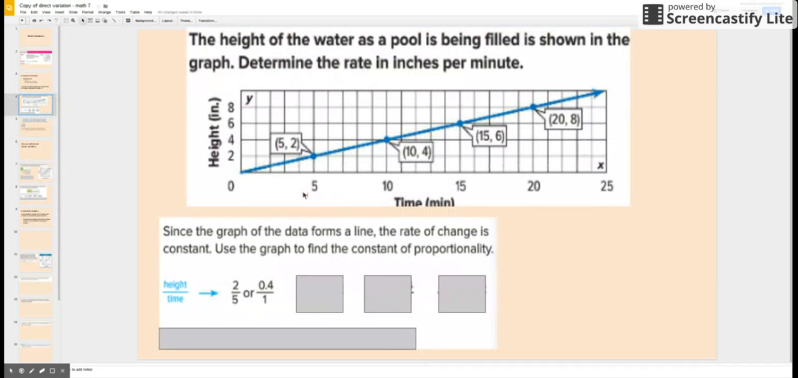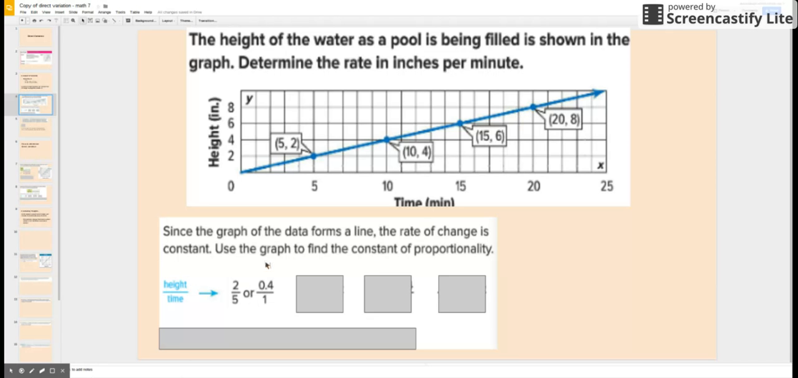So the height of the water in a pool as it's being filled is shown in the graph. Determine the rate in inches per minute. So here it fills up 2 inches in 5 minutes. Here is 4 inches in 10 minutes. Here is 6 inches in 15 minutes, and here is 8 inches in 20 minutes.